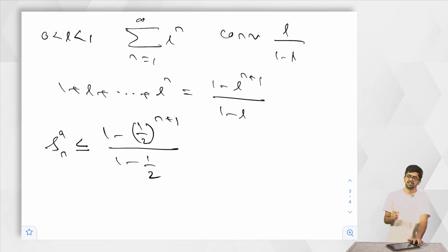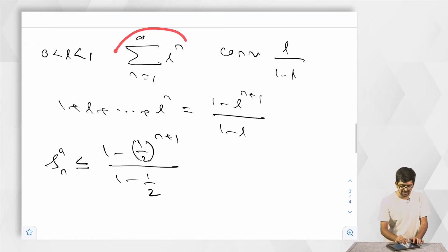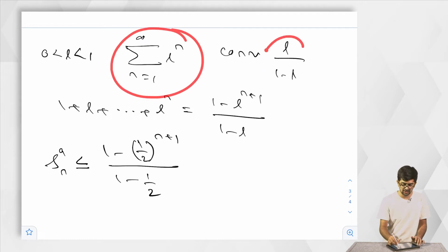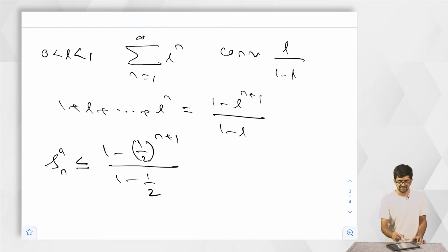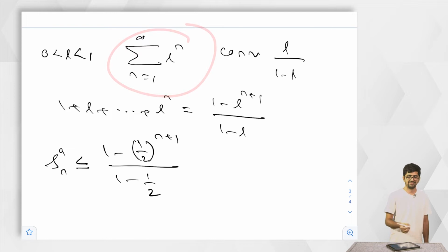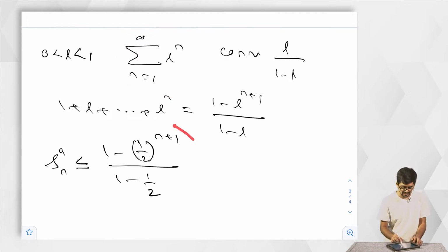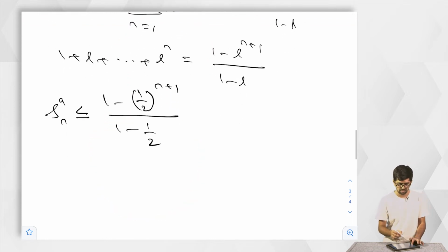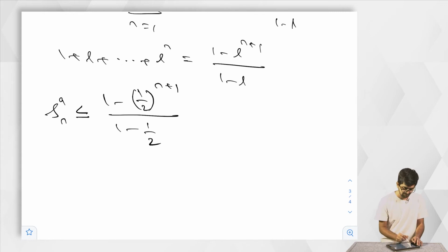And we have already seen that this series is convergent to L by 1 minus L. Again this is of positive terms, this is convergent. That means what? This sequence is bounded above. So in particular this sequence is bounded above.